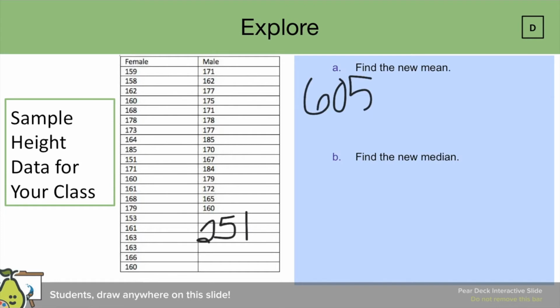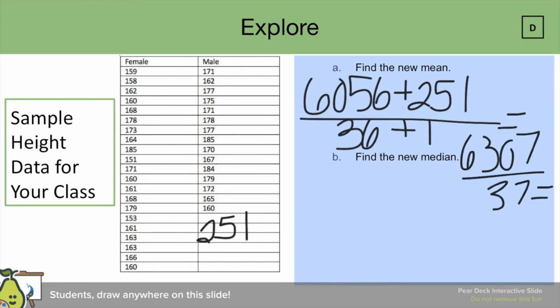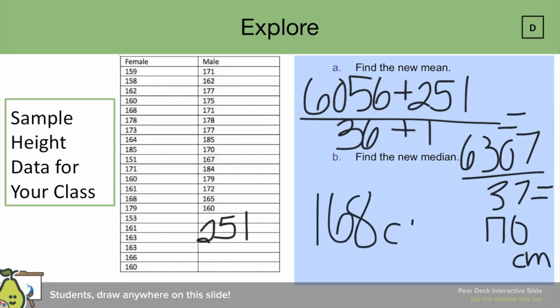They can add 6,056 and 251 in the numerator and 36 plus one more data point to the denominator. So they would get 6,307 over 37, which gets them approximately 170 centimeters if we're rounding to the nearest whole number. And their new median should be 168 centimeters.